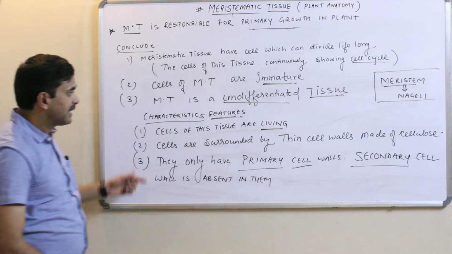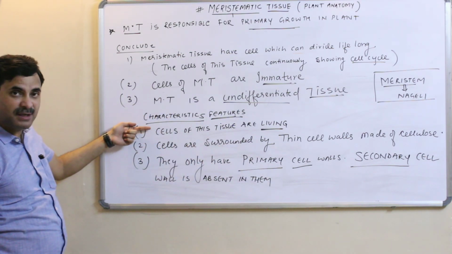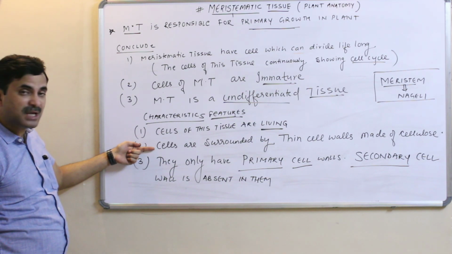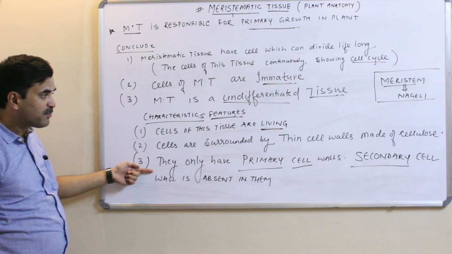Are you getting? Again I am repeating, the cells are living. Cells are surrounded by thin cell walls which are made up of cellulose. They have primary cell walls but they do not have secondary cell walls.